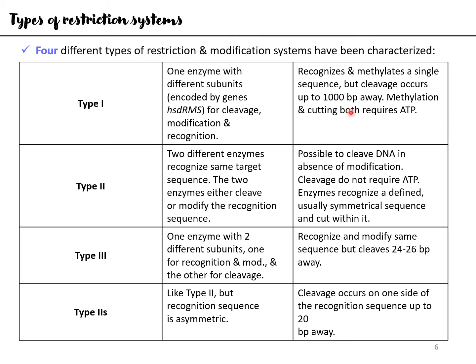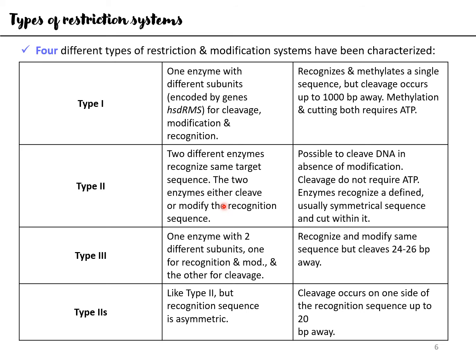Methylation and cutting both require energy released from ATP. So because type 1 enzymes can cleave at any distance up to 1000 base pairs away from the recognition sequence, exactly where it would cleave is not very highly conserved, and this would lead to some variation. So this would affect the reproducibility that we as scientists see. Therefore type 1 enzymes are not suitable for our purpose of using in recombinant DNA technology. Next, we come to type 2 restriction systems. So there are 2 different enzymes which recognize the same target sequence.